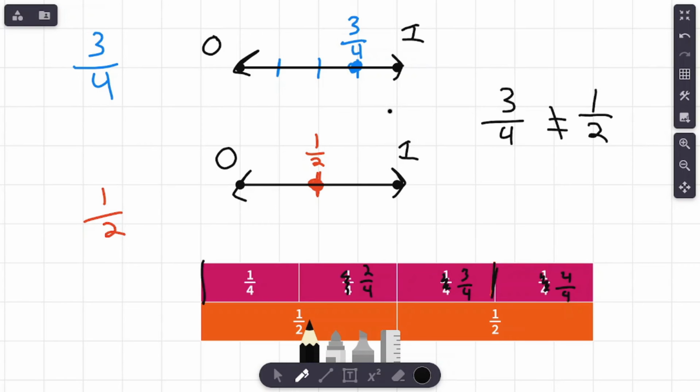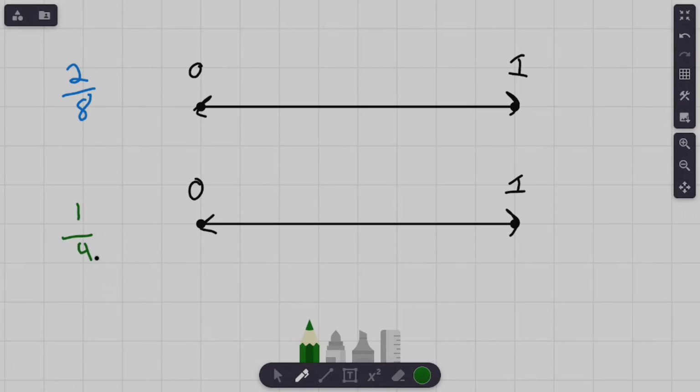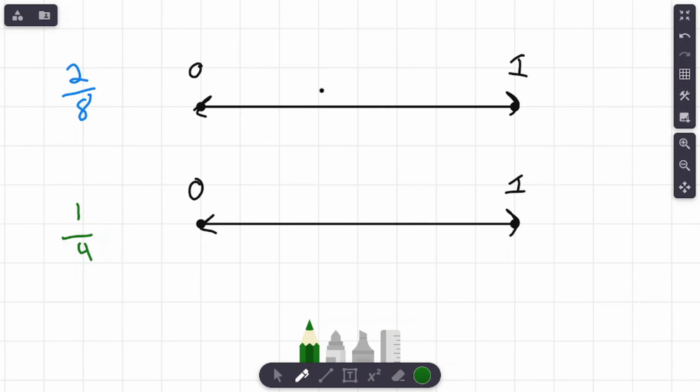All right, let's try one more. One last problem here for you. I've got 2 new fractions on the screen. Go ahead and partition these fractions on the number line, and then same thing we've done on the other ones. Ask yourself, what do you notice? And then see if these fractions are equivalent. So pause it, and then I will give it a shot.